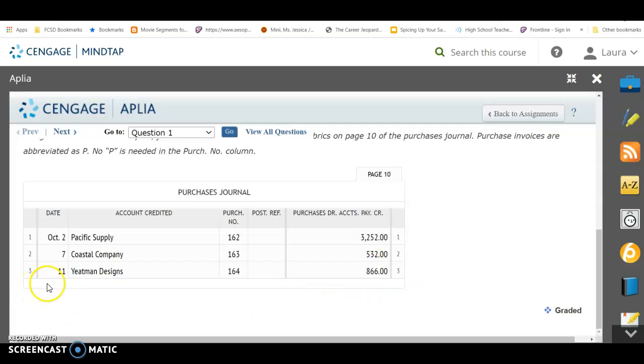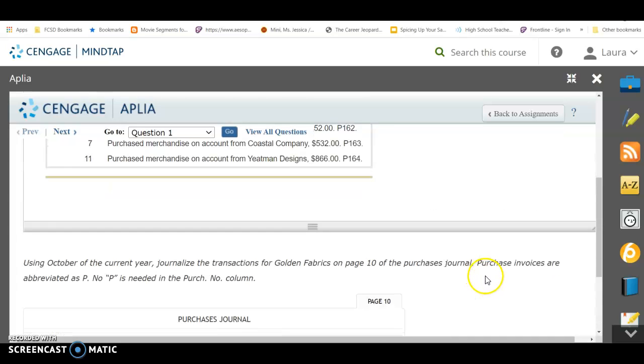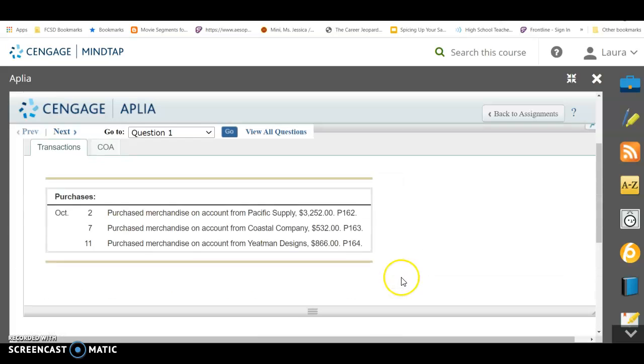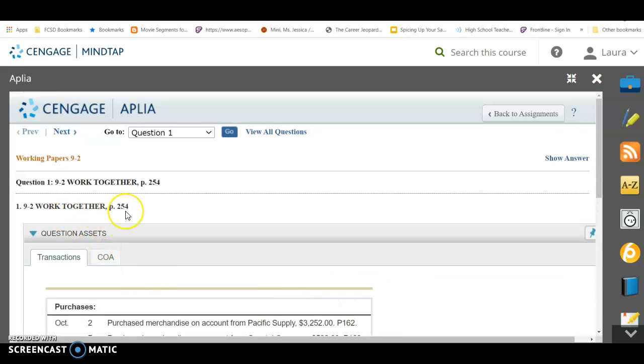Now typically we would also have a totals column right here where we would have the last date of the month, so it would be the 31st, because we would have all of these listed down, and then we would total up all of the amounts in the purchase journal for the month. They're not having us do this in this particular assignment, but you may have to in the future, so just know there might be a total there as well. So this concludes our 9-2 work together. Go ahead and do the on your own problem.